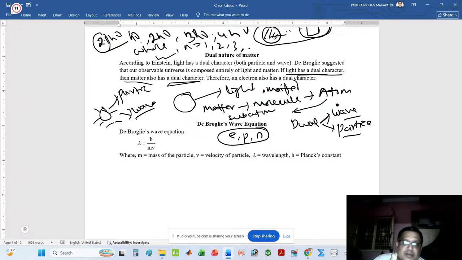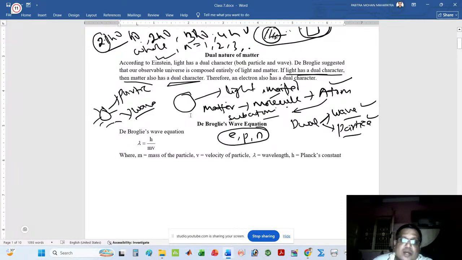Look at that. If our universe is made by light and matter, if light has dual character, matter also has dual character. If matter has dual character, that is, wave character and particle character, then molecule must have dual character. If molecule has dual character, atom must have dual character. If atom has dual character, then the subatom also has dual character. Subatom having dual character means electron, proton, neutron, all three have the dual character. One is the particle character, one is the wave character. This is the dual nature of matter.